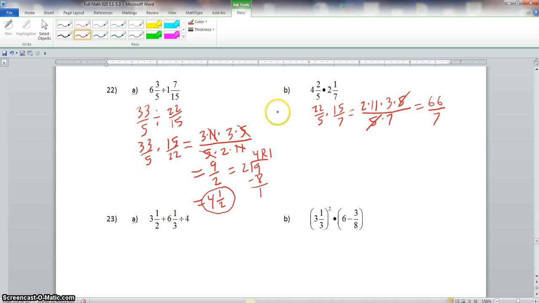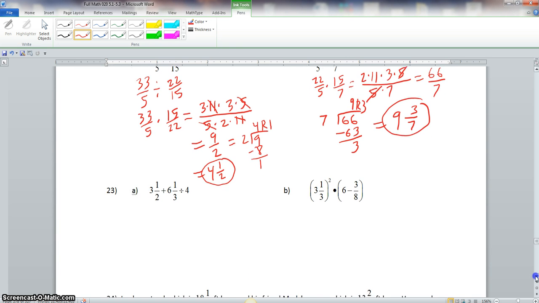Now we could still make this into a mixed number. So we would take 7 into 66. 7 goes into 66 9 times. 9 times 7 is 63. And we have a remainder of 3. So our final answer, 9 would be our integer. Our denominator would still be 7. And our numerator would be the remainder of 3. So our final answer is 9 and 3/7.